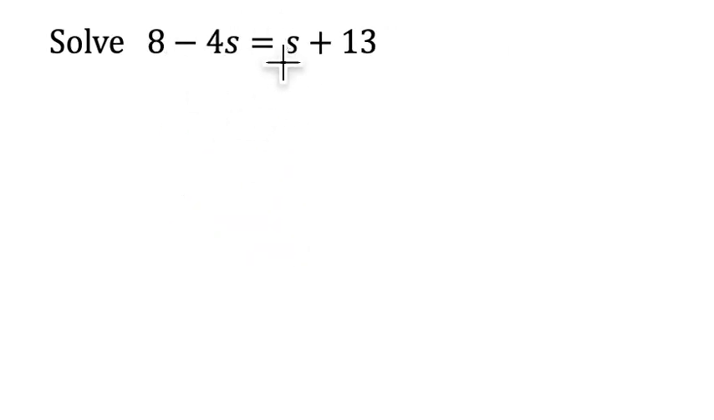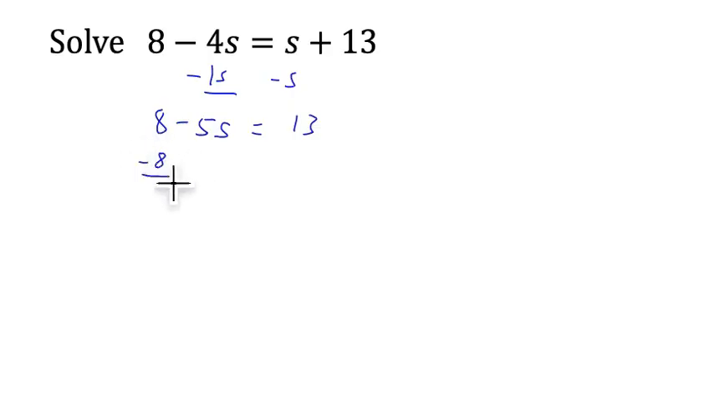Anytime we have a variable without a number in front of it, we understand there's a 1 there. So when we subtract s on both sides, we're subtracting a 1s. All right, so we'll bring down that 8. Negative 4x minus 1s is negative 5s. Bring down that equal sign. And we have these cancel out. S minus s is 0. So we bring down the 13.